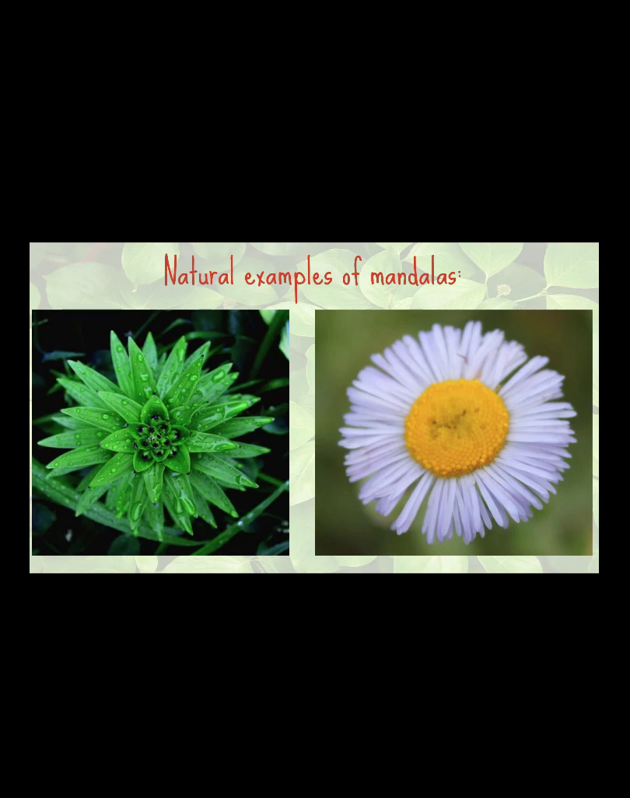Here are some natural examples of mandalas, things you can find in nature that look like a mandala. They're things that have a center. As you can see, the green plant has a center and then has all the leaves coming out from the center. Same thing with the flower. There's a center and everything radiates out.